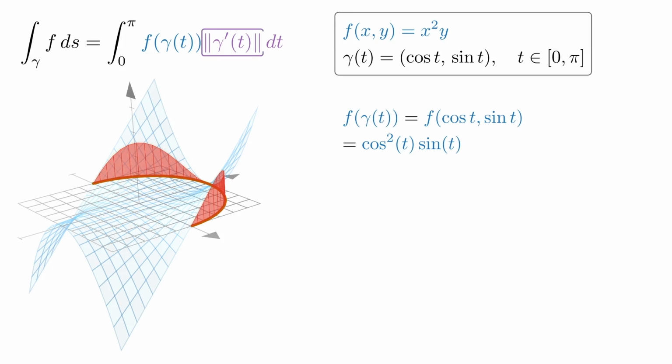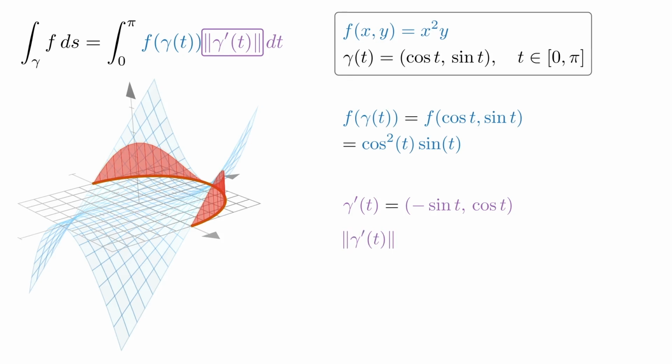Now let us compute gamma prime of t. We differentiate each component separately. The derivative of cosine t with respect to t is minus sine t, and the derivative of sine t with respect to t is cosine t. So gamma prime of t is minus sine t, comma cosine t.